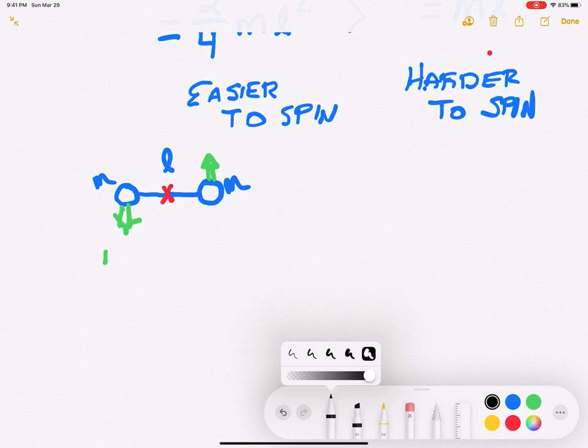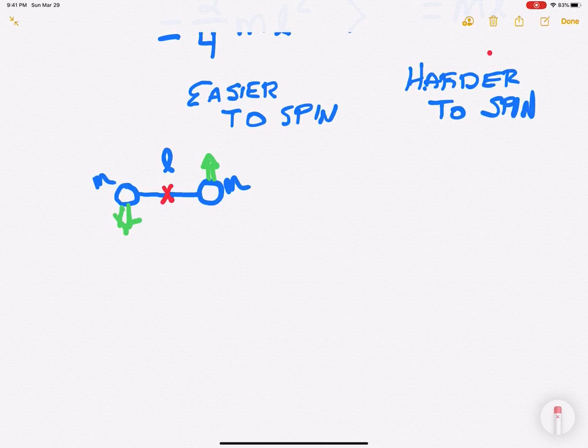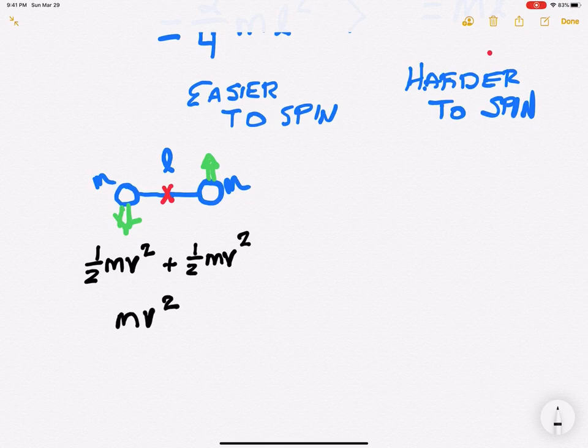Alrighty, so let me erase the squiggle there. And this is 1/2 mv squared. And I'll add to it the other 1/2 mv squared. And as far as the rotation goes, let's put them together, and I'm going to get an mv squared as my total kinetic energy.